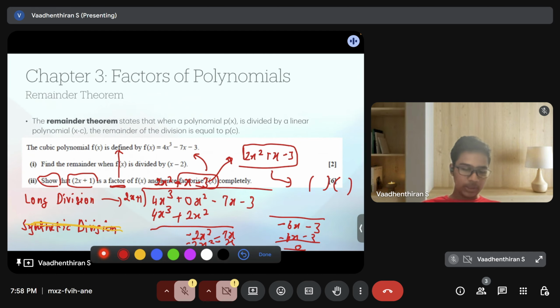Okay, so when you're factorizing a cubic equation, the goal is to make a linear polynomial and a quadratic polynomial. If you get these two, then you can factorize it to the simplest form, which is having only linear polynomials in the factorized form.